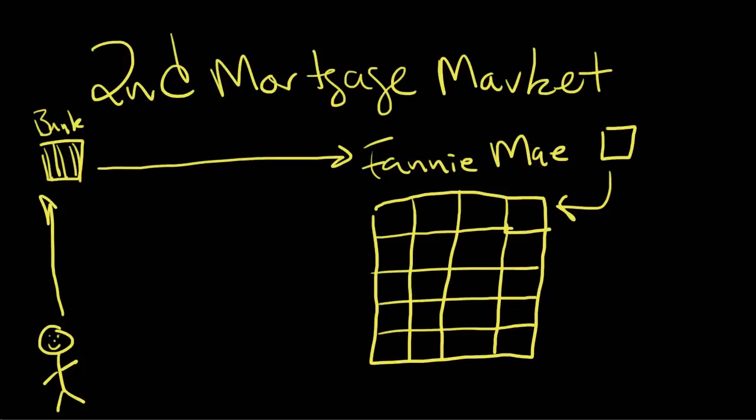So not to belabor this point, but in a bundle of mortgages, if there's one bad apple in here, well, that's not a problem, is it? Because, well, it's bad for that person, but the system can sustain that.